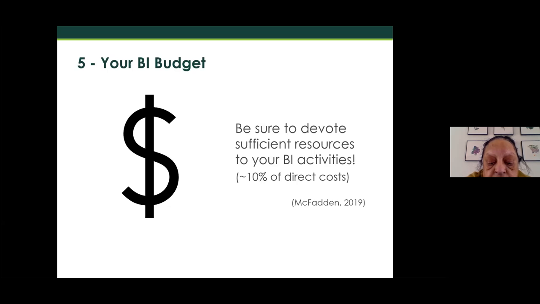Evaluation is another area. You might be able to tap into evaluation resources on campus, which might not cost you anything. But if you have an external evaluator, you have to have about 5% to 10% of your direct cost to pay the evaluation consultant. So you need to think through some of these issues when you are developing your BI budget.